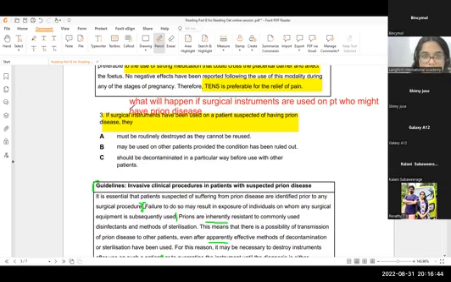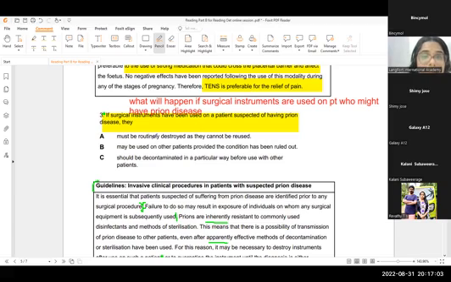Must be routinely destroyed, Sangeeta, with the question. Yeah, sorry. It's okay. If surgical instruments have been used on a patient suspected of having prion disease, they must be routinely destroyed as they cannot be reused.